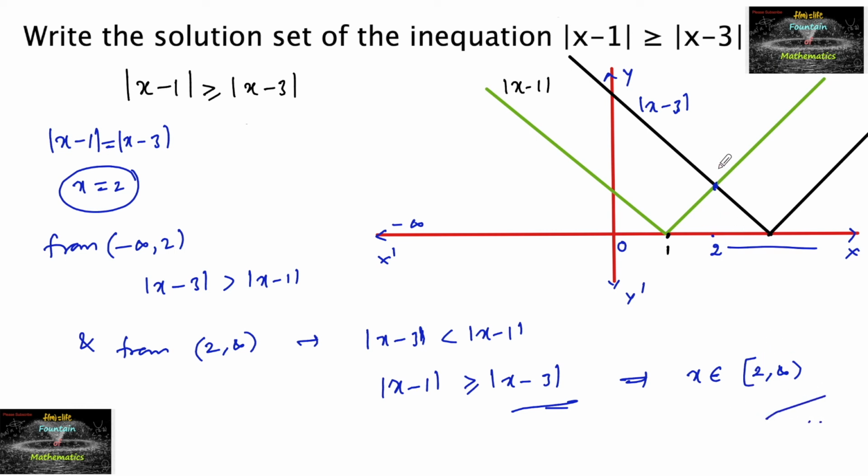So from 2 to infinity, any real number satisfies mod of x minus 1 is greater than or equals to mod of x minus 3. Okay, right, thank you.